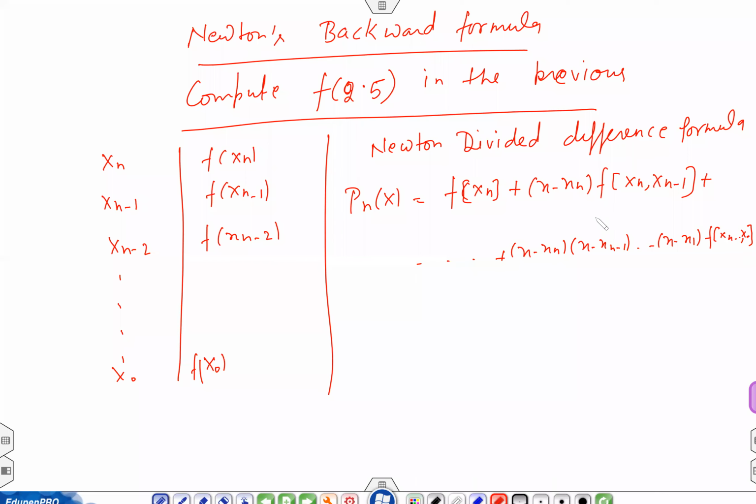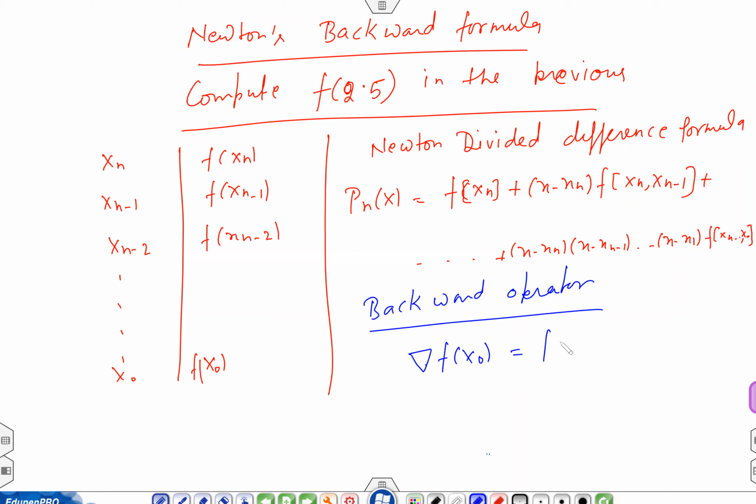We will write the Newton divided difference formula in terms of the backward operator. So I just want to introduce here one backward operator. What is the backward operator? We have introduced the forward operator; I just recall it. We will express the backward operator by this symbol, del of f x naught. If we write it, it means f of x naught minus f of x naught minus h. That means we are going backside.